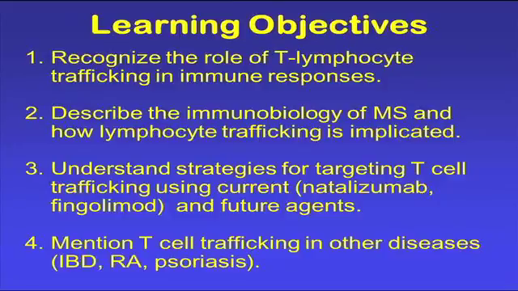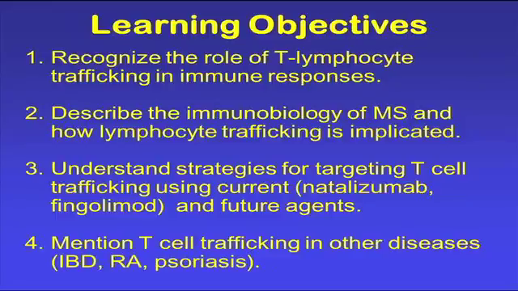Let's begin with our learning objectives. What we'd like to do today is recognize the role of T-lymphocyte trafficking in immune responses. We're going to describe the immunobiology of multiple sclerosis and how lymphocyte trafficking is implicated in the pathogenesis of MS. We'll understand some strategies that are now used for targeting T-cell trafficking using both current and future agents. The current agents are natalizumab and fingolimod.